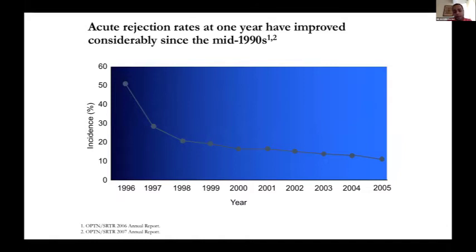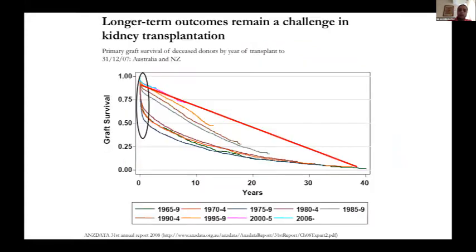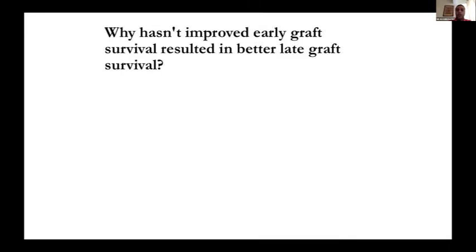If you look at the acute rejections over the past 2 decades, the rate of acute rejections has reduced considerably. Our 1-year graft survival has basically improved to more than 90%. However, if you look at the long-term outcome, this still remains a challenge in kidney transplantation, and this has been going on for the past 4 decades. Nothing much has changed, and there's been no improvement in our long-term outcomes post kidney transplantation. So why hasn't improved early graft survival resulted in better late graft survival?